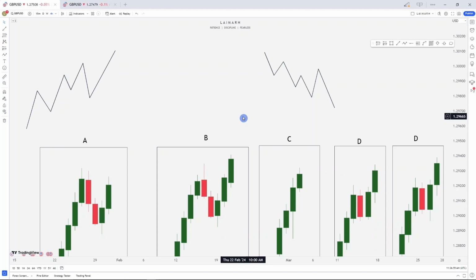Assuming price is moving to the downside, you don't have to enter a trade just because price is moving to the downside. You have to wait for price to give a pullback for you to enter at a good value.